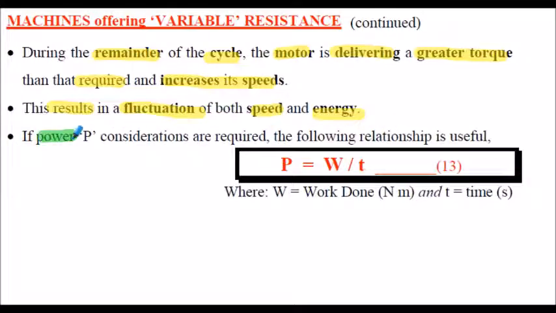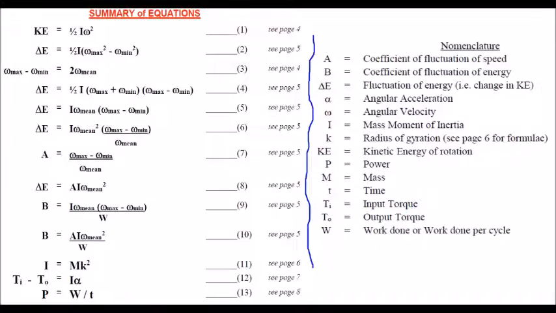If power, capital P, considerations are required, then the following relationship is very useful. P is equal to the work done divided by the time taken. Call that equation 13 here. Don't forget, work is in Newton meters and time is in seconds. Here's an updated summary of all our equations with the Newton's second law added and the power equation now added.